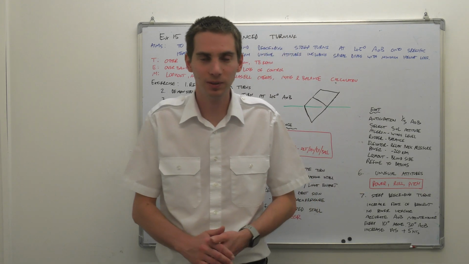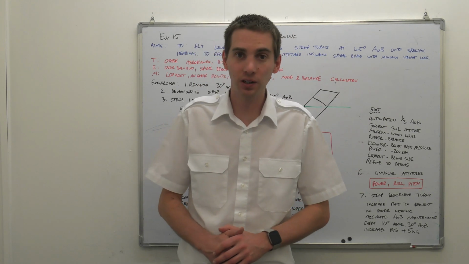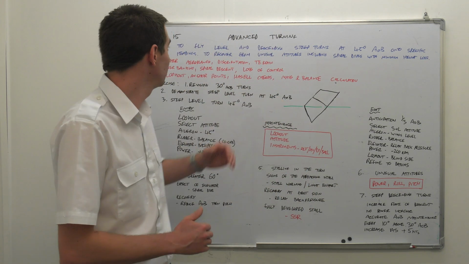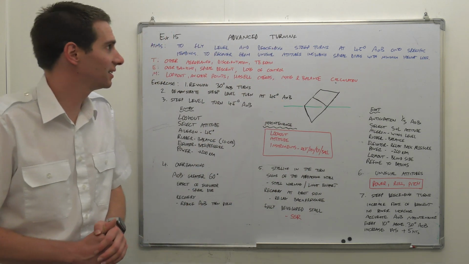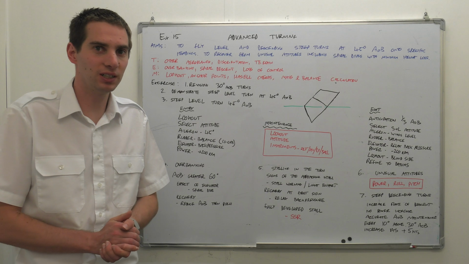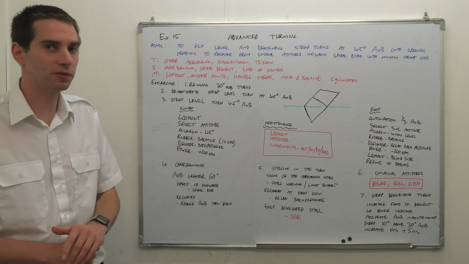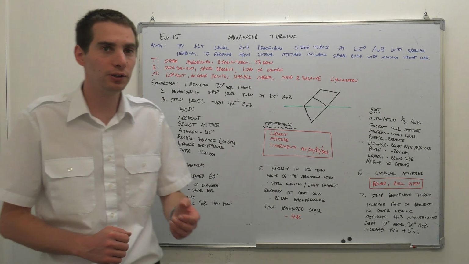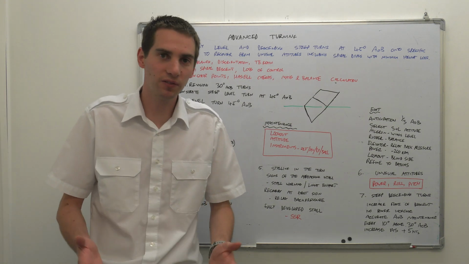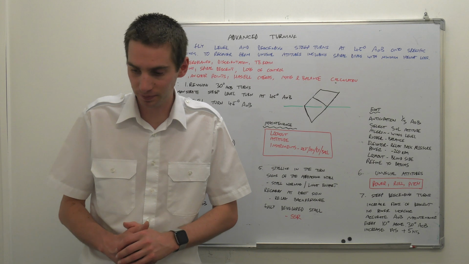AC Flying School. Our pre-flight briefing today on advanced turning. Our aim is to fly level and descending steep turns at 45 degrees angle of bank onto Pacific headings and to recover from unusual attitudes, including spiral dives, with, if we can, a minimum height loss.